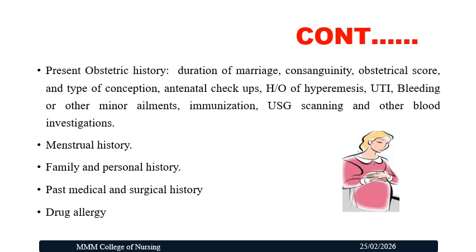Present obstetrical history. Under the present obstetrical history, duration of marriage, consanguinity, obstetrical score, which is gravida, parity, living children and abortion. Apart from these four, stillbirth, ectopic pregnancy and MTP also are to be collected. Then type of conception, whether it is spontaneous or induced. Then antenatal checkup, whether it is regular or irregular. History of hyperemesis in the first trimester or in the previous pregnancy.